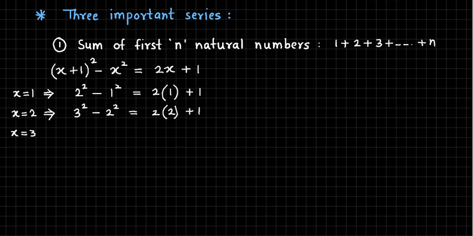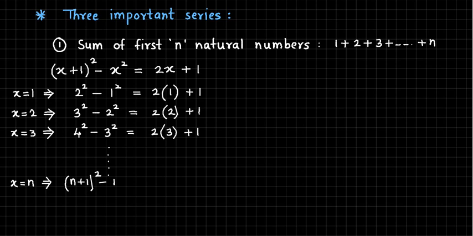Let's write one more and then we will generalize by looking at the pattern. So here we have 4 square minus 3 square is equal to 2 into 3 plus 1. Now continuing this, we can finally put x equal to n, and here we will get (n plus 1) the whole square minus n square is equal to 2 into n plus 1, right?